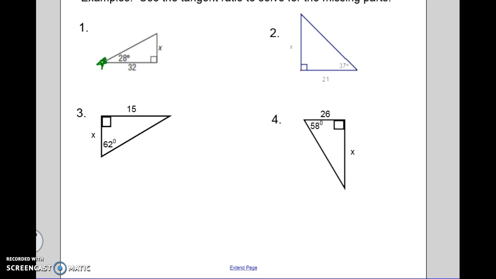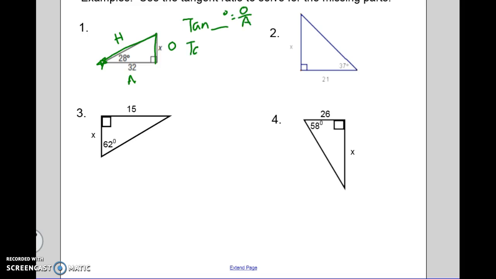What would I call this side right here? Hypotenuse. What would I call this side? Opposite, because it's across from where I started. And this side? Adjacent, because it's next to where I'm starting from. Okay, then it's going to be the tangent of some degree is equal to the opposite over the adjacent, right?